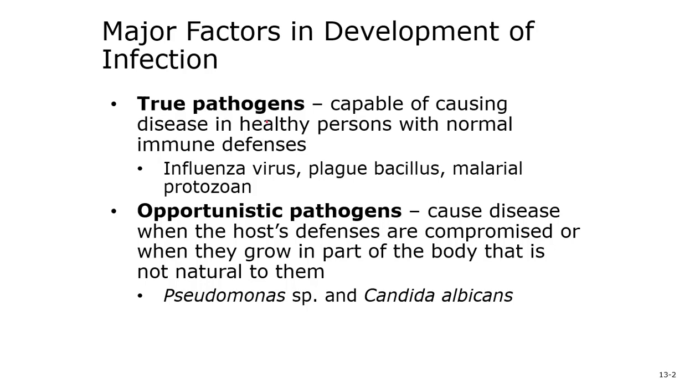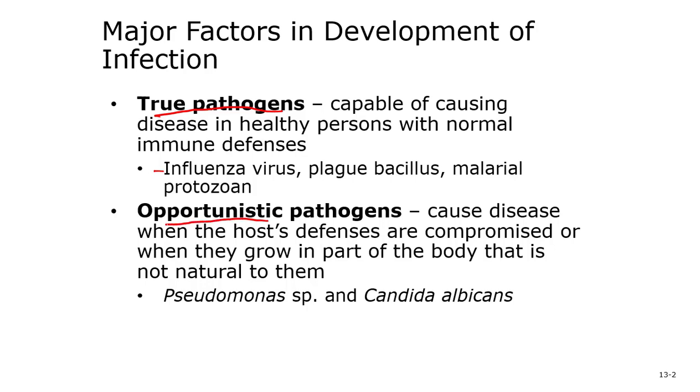A true pathogen. This is a pathogen that can infect anybody, whether they're healthy or whether they're immunocompromised. So, for example, influenza virus could infect anybody. Malaria could infect anybody. So, a true pathogen infects someone healthy or immunocompromised.